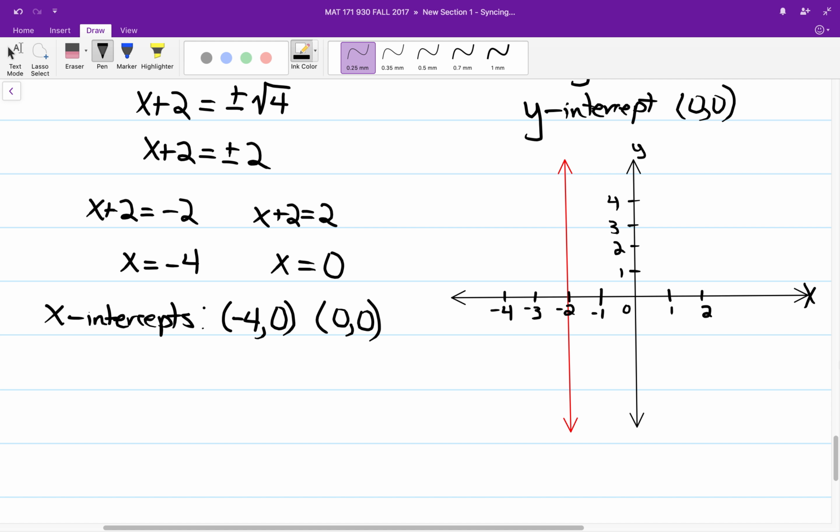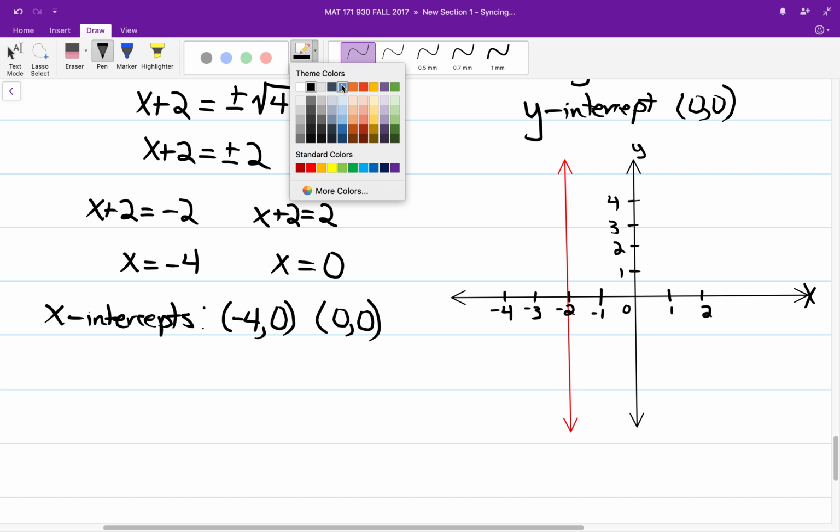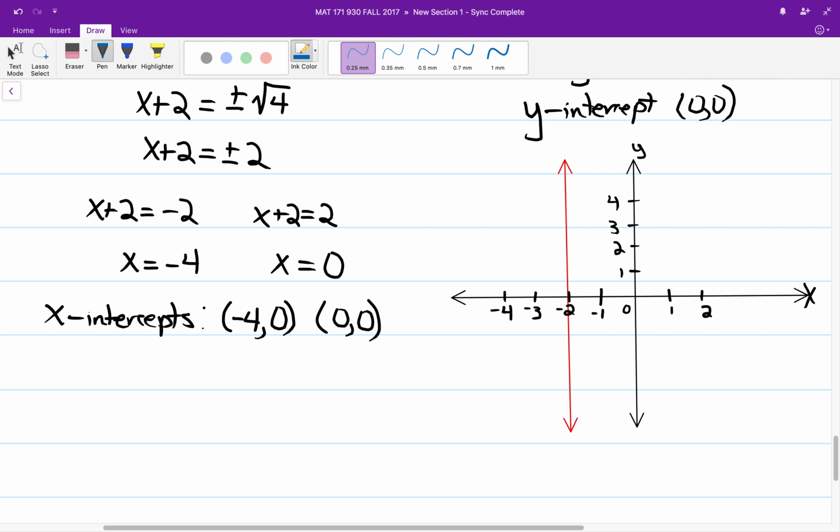Alright, once again, we had identified the vertex as (-2, 4). Since the graph is opening downward, the vertex is going to be the maximum. In terms of the intercepts, again, we have (-4, 0), and also the origin. We'll just leave it with these 3 points, so we'll have the parabola open downward.